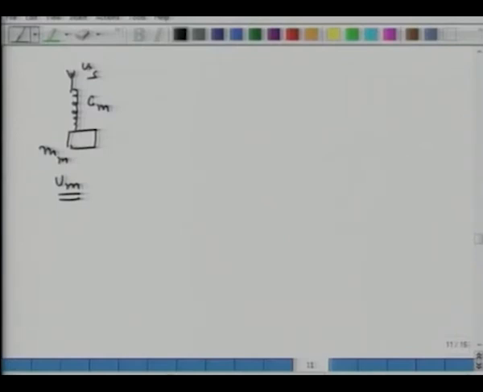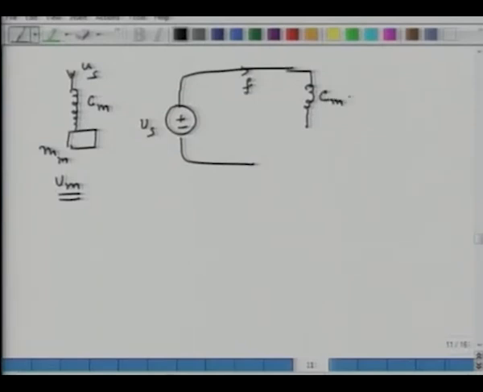So I make a circuit out of it. So Us is like a voltage source. What is going through the circuit? Force is flowing through the circuit. And then I have a spring, or an inductor of inductance Cm. And then I have a mass, which is grounded. So I can now convert it into a formal electrical circuit.